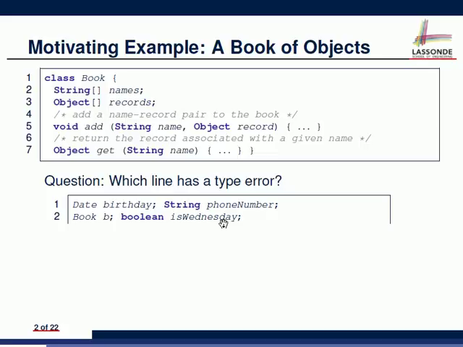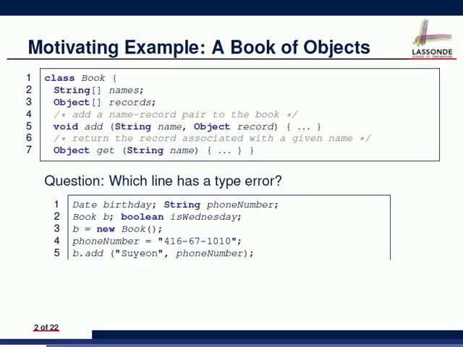Then we've got the book b, which is going to be of this Book type. And also isWednesday; I'll show you how to use that in just a moment. We initialize a new book. Line number 4, the phone number is going to be whatever this number is, a string. For line number 5, we add the telephone number for Suyang. Line number 6, we create a birthday object, with this year, month, and day.